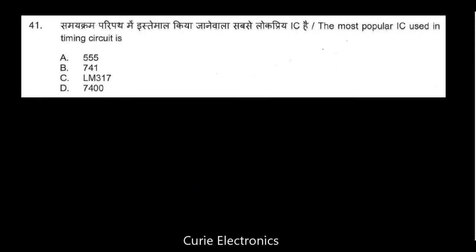Question number 41. The most popular IC used in timing circuits, all of us know it, is the 555 timer. This 555 is the answer, so it is known as the timer IC. So what is this 741? It's an op amp. How many op amps are there in this? Only one op amp.